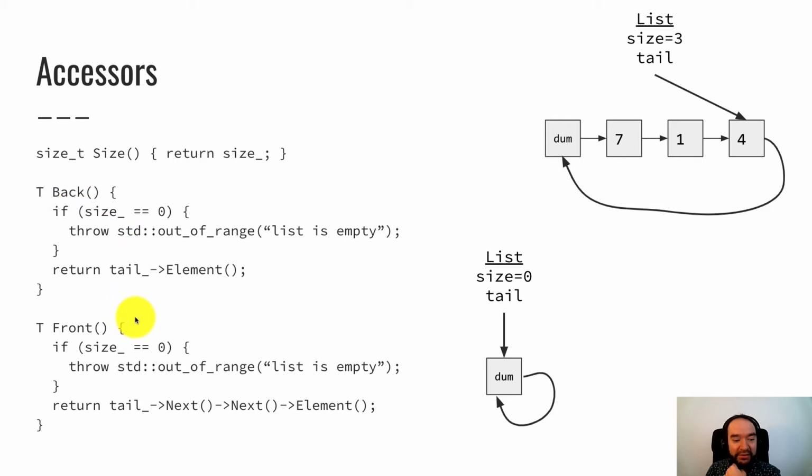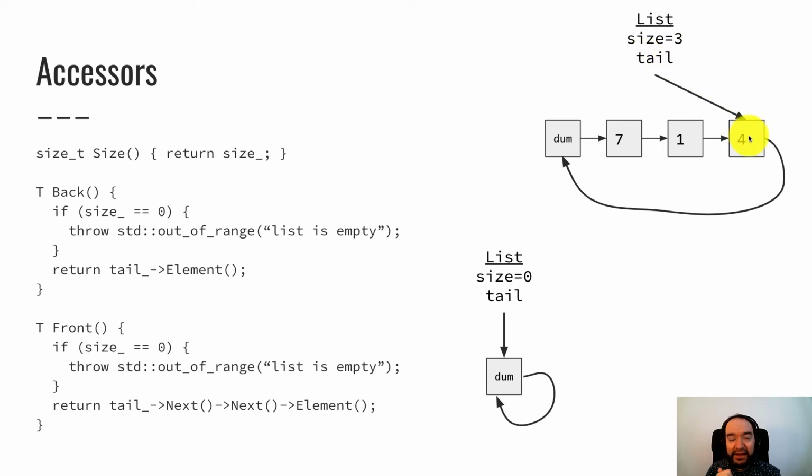Front has the same kind of thing. We check that if the list is empty, you're not allowed to get the front element because it does not exist, and we throw an exception in that case. But if the size is positive, we want to get at the first element here. It's a little tricky to do that, but we can do it. If we follow the arrow here, we need to get to this node right here, and the list class only has one pointer into this thing pointing at the tail. So you go follow the tail.